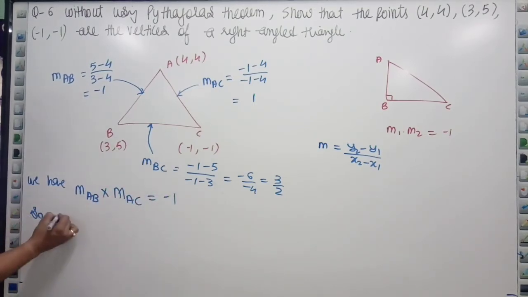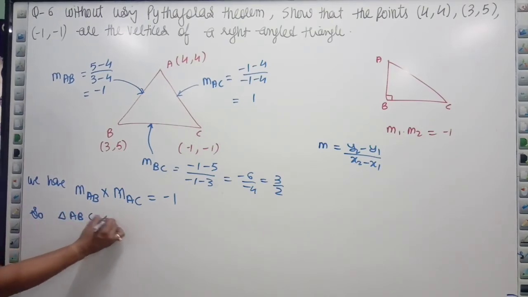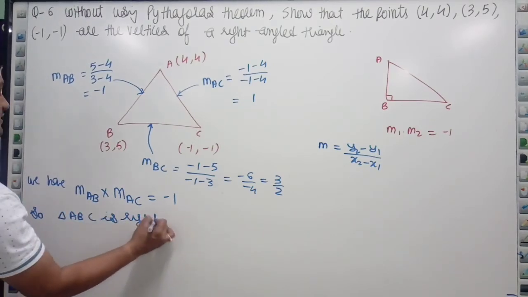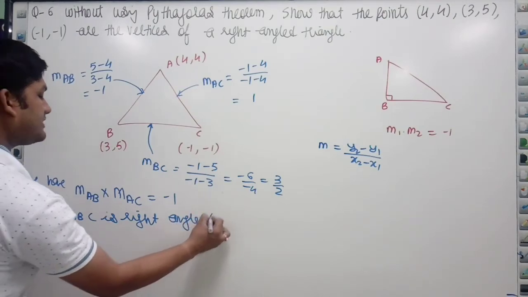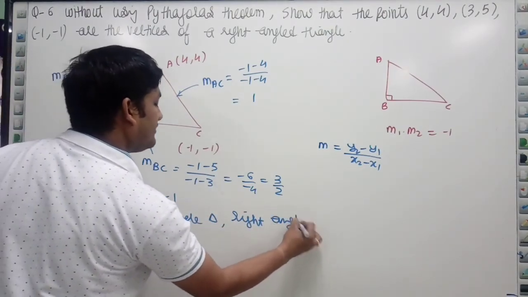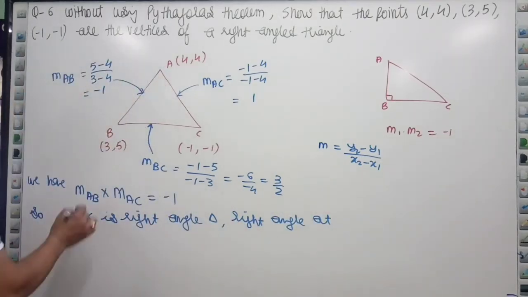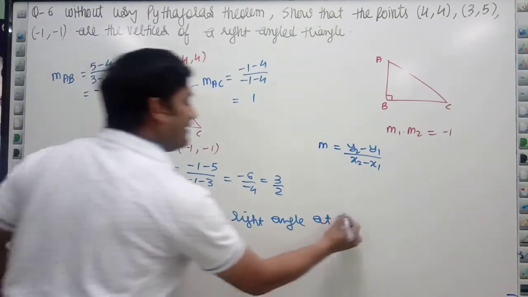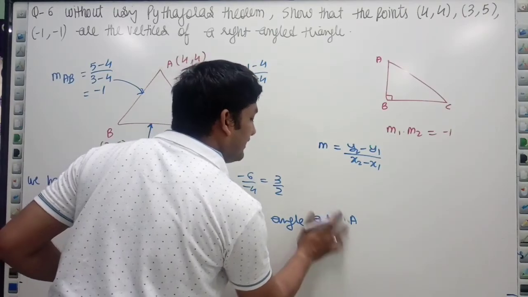So triangle ABC is a right angle triangle. At which point will it be the right angle? AB and AC have A in common, so the right angle is at angle A.